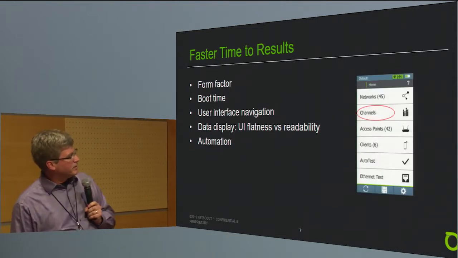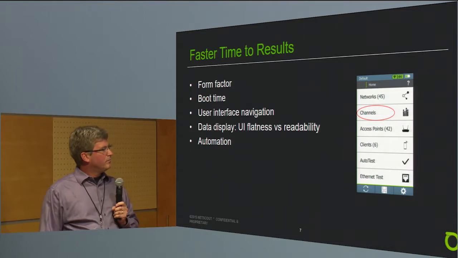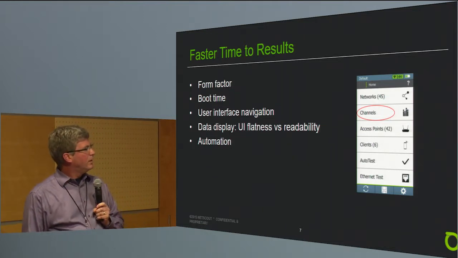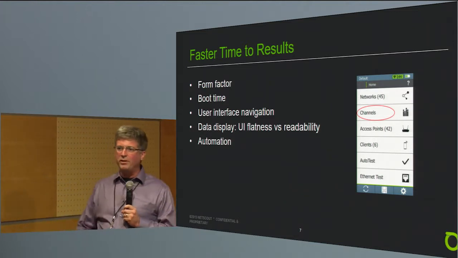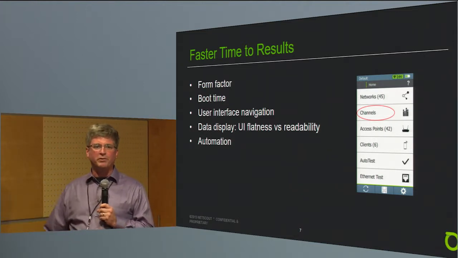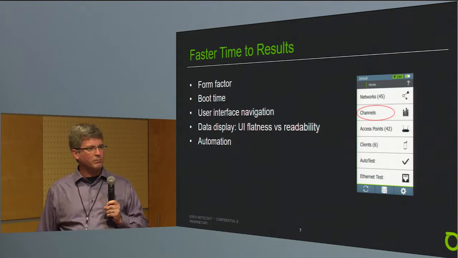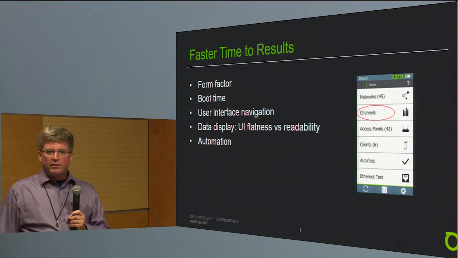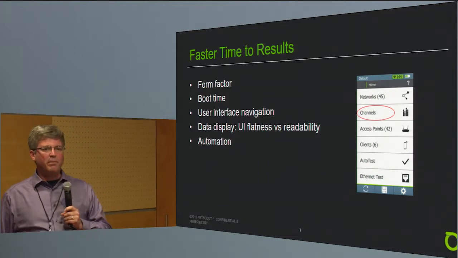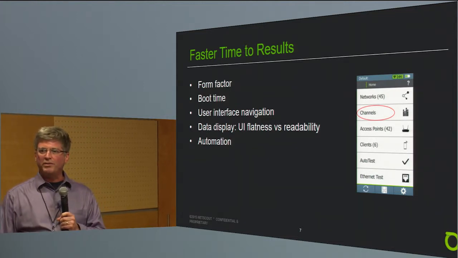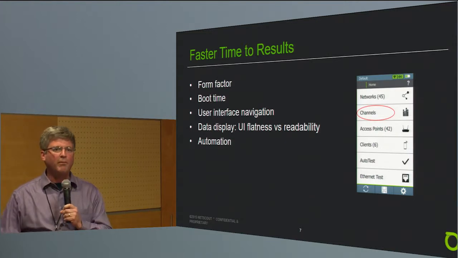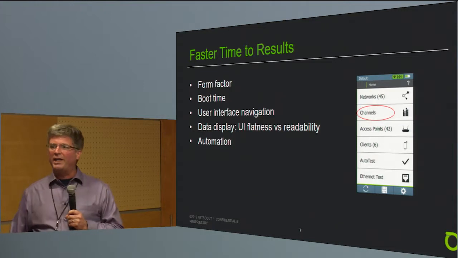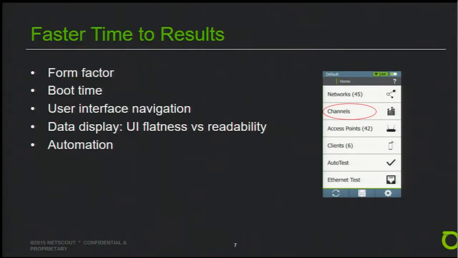User interface navigation. This is a screenshot of the home screen for the AirCheck G2. Oftentimes there are some very common workflows that you do when you're troubleshooting common problems, and you need to get to the right data. Of course, we can't put every possible workflow and situation into the UI. So we look at the most common ones needed to solve the most common problems, and make sure the UI navigation is very fast and easy from there.